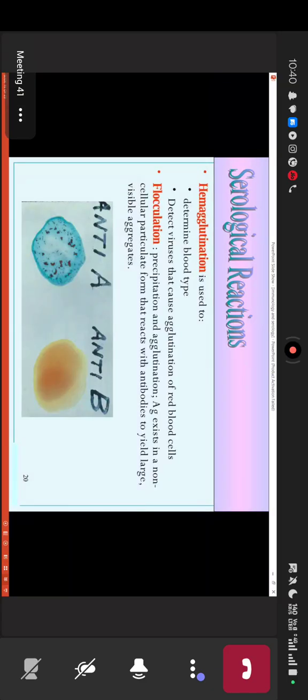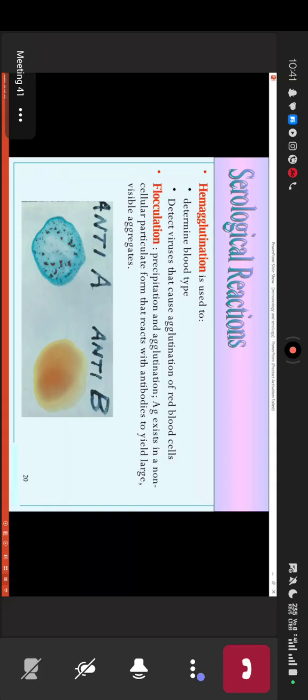Yes, this is an example of an agglutination reaction, or you can say a type of agglutination: hemagglutination or flocculation. Hemagglutination is used to determine blood type. I already told you the example of agglutination is the ABO grouping, so this is similar to that. It detects viruses that cause agglutination of the red blood cells.